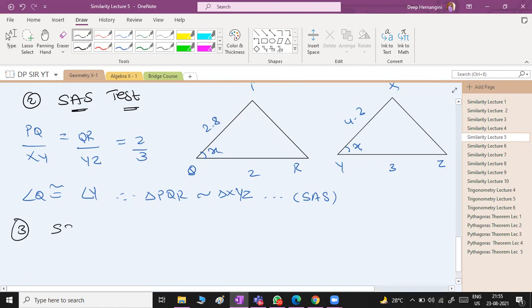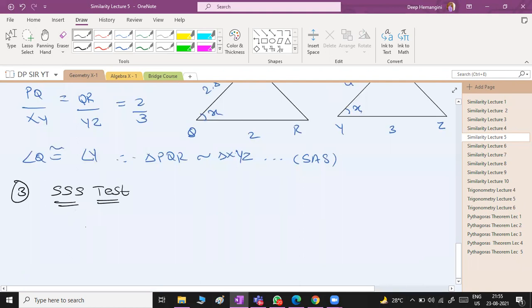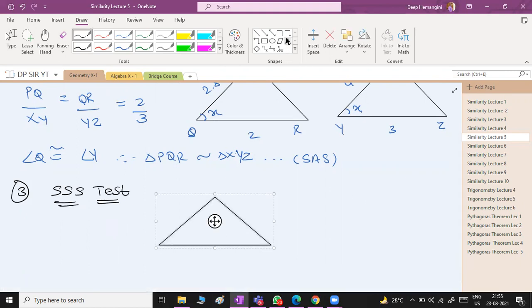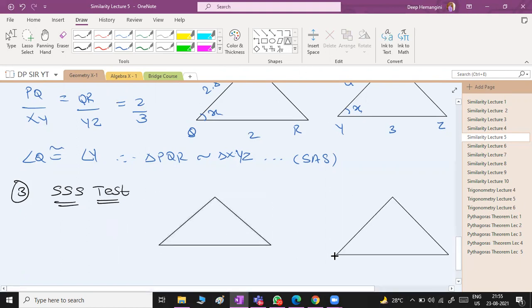So SSS test. ठीक है. So SSS test is again the same. सारे एंगल से इधर सारे साइड होंगे. So not a big deal. I have two triangles.